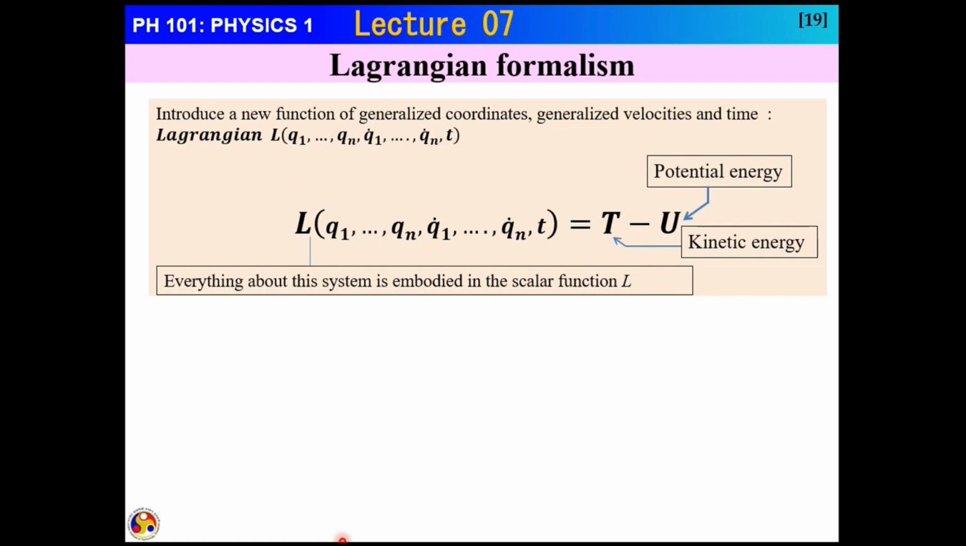We introduce a new function of generalized coordinates, generalized velocities and time. That's how we introduce a new quantity which is called the Lagrangian of the system, which is a function of the coordinates and the velocities. All these coordinates are independent. Of course, that is the definition of generalized coordinates, that they have to be independent, and also these velocities are independent of the coordinates.